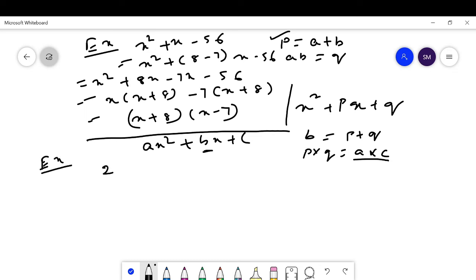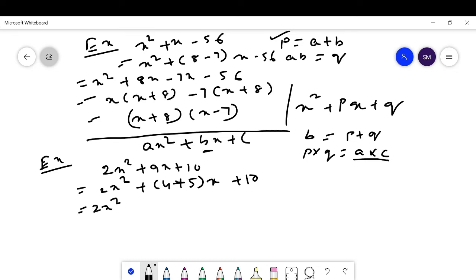Here is an example of this pattern: 2x square plus 9x plus 10. Split 9x into 2 parts such that their sum is 9 and their product is 10 into 2. Here 4 plus 5 equals 9, and 4 into 5 is 20, and 10 into 2 is 20. Then do this: 2x square plus 4x plus 5x plus 10.